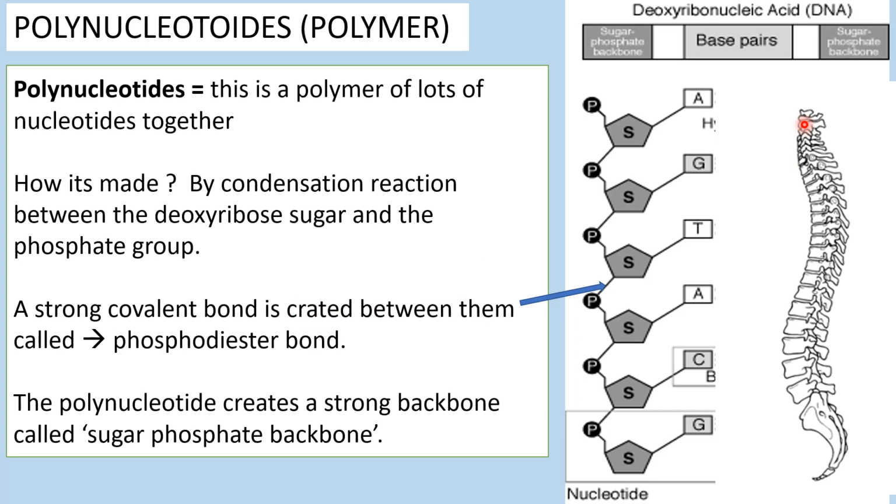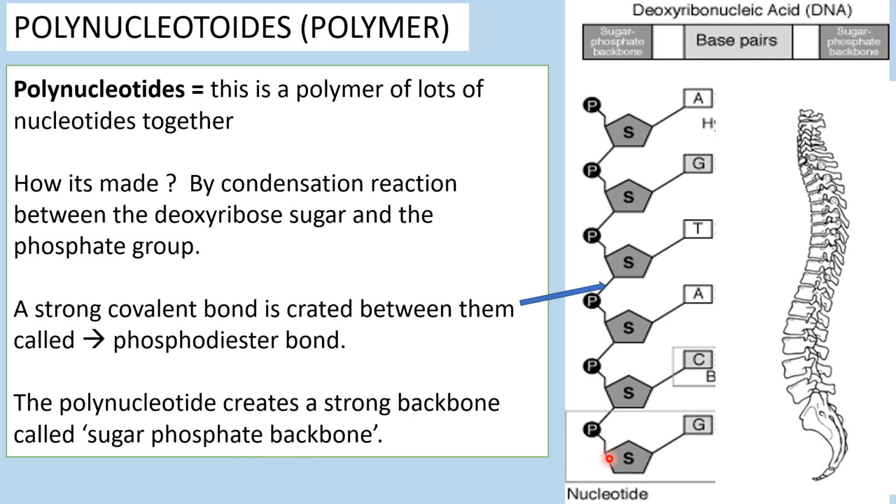I have shown you the human spine here, the backbone. The reason is that if you look at this polymer here, a single strand of DNA, the back of it looks a bit like our backbone. And for this reason, we call this part, the outside part of the strand of DNA, the sugar phosphate backbone.